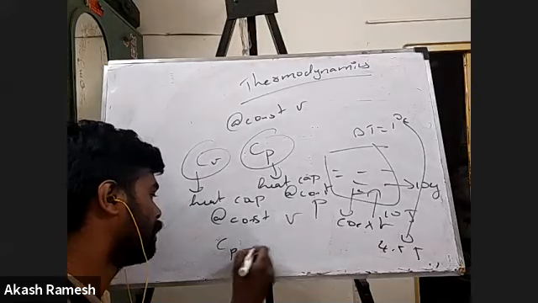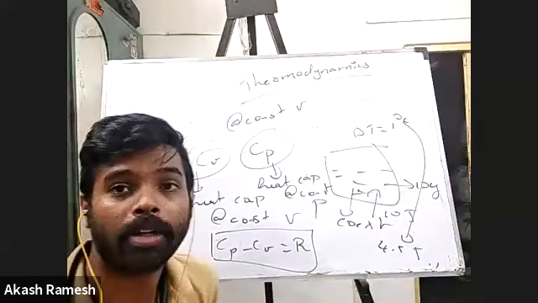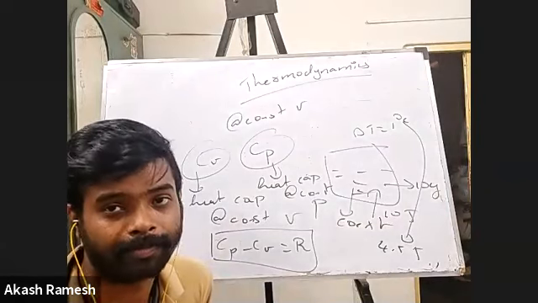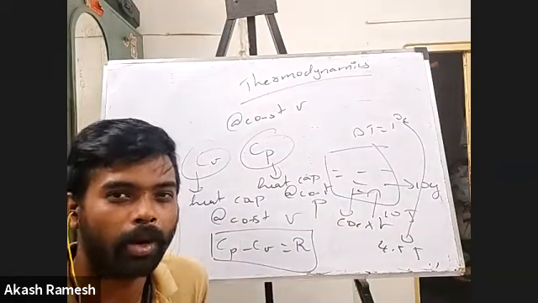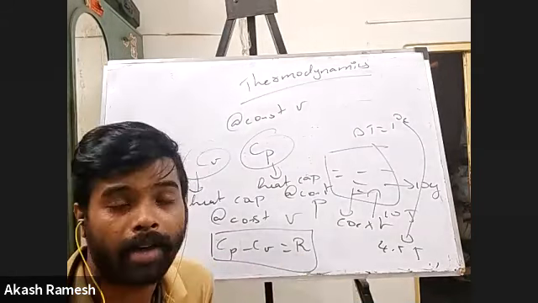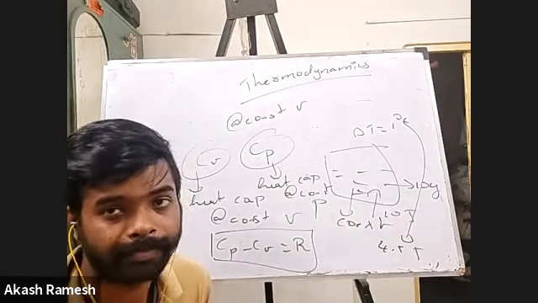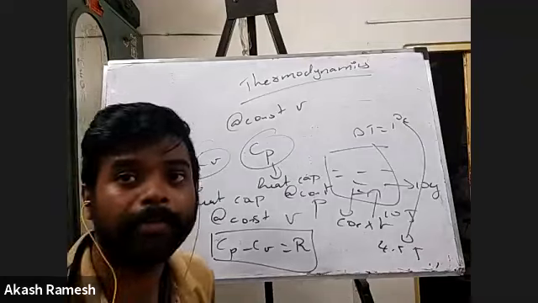CP minus CV is basically equal to the universal gas constant R. Don't worry, you don't have to know it now. I'm just telling you the difference between CP and CV is only going to be R. The R value we know is the universal gas constant.